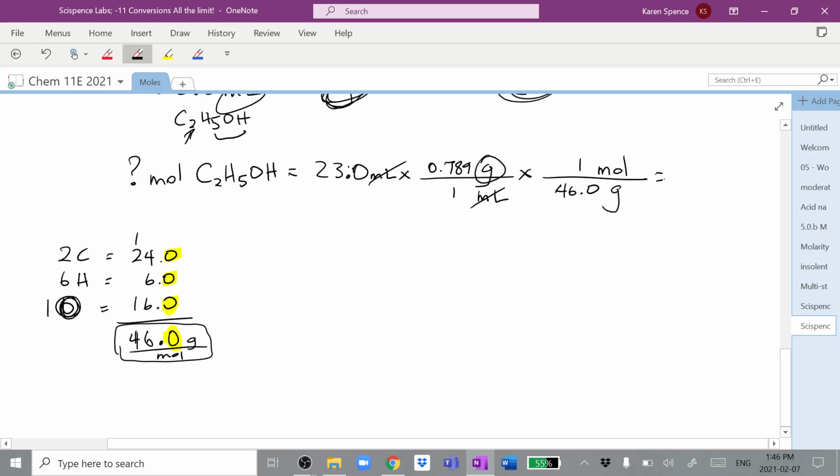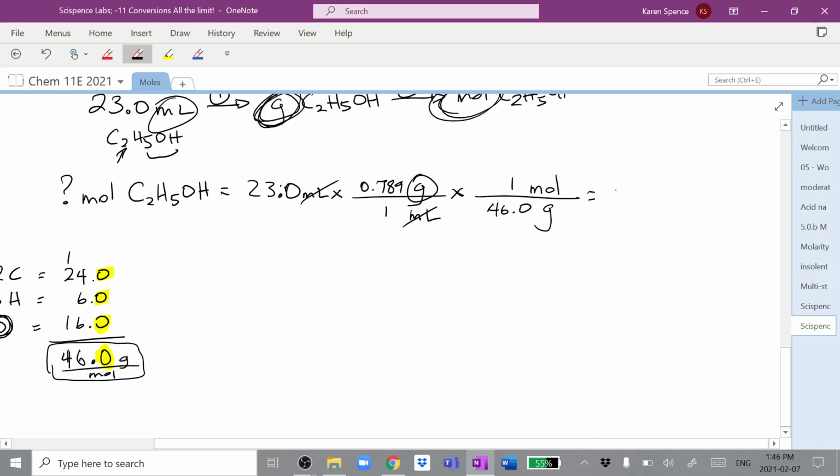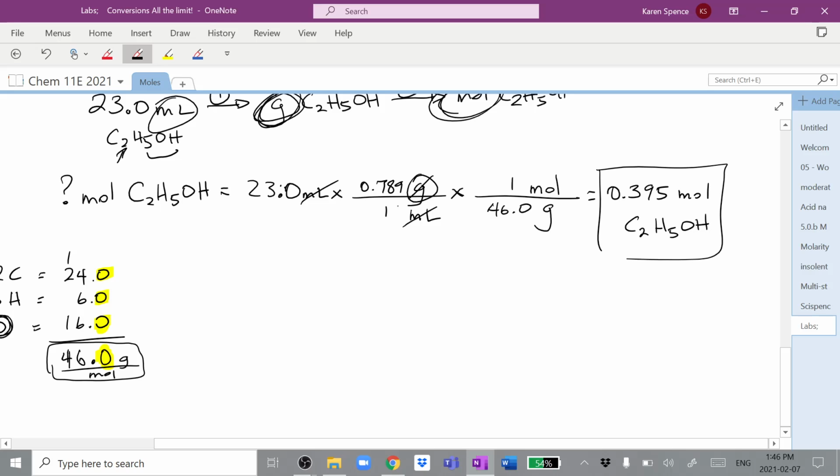We do that, and we get, oh, it's done for me. That's awesome. 0.395 moles of C2H5OH. Huzzah! All done. My grams cancel out, and I'm left with moles, which is what I wanted.